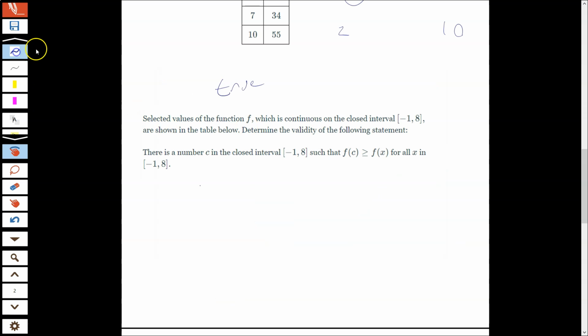Here's another way they can say this. So again, f is continuous. There is a number c in the closed interval from -1 to 8 such that f of c is greater than or equal to f of x for all x. Okay. So that just means that this is a maximum, right? Greater than all the rest of the function means that's a max. Okay, so this is the same as our last example. This is just like a slightly more rigorous way of saying it. Okay, so this is also true by the extreme value theorem.